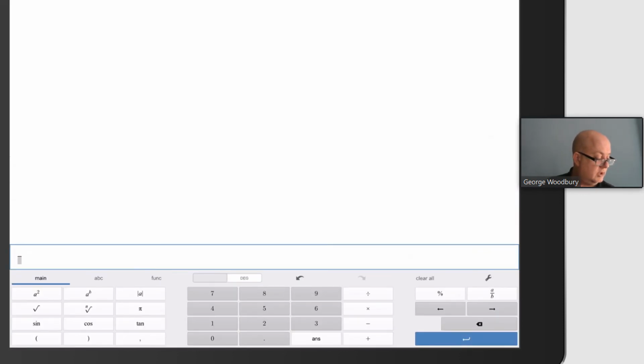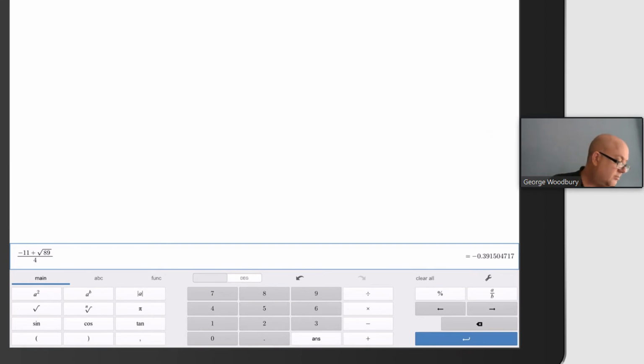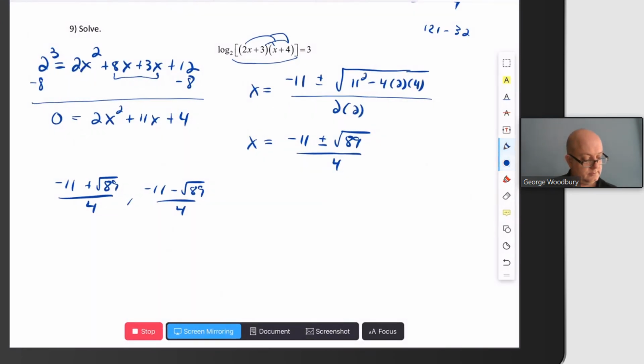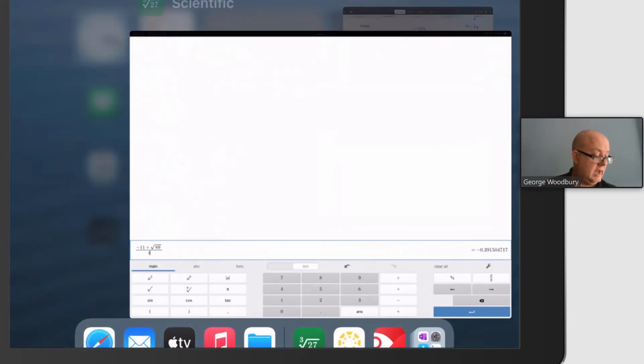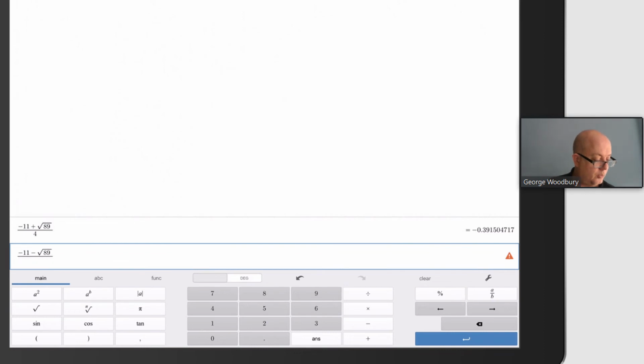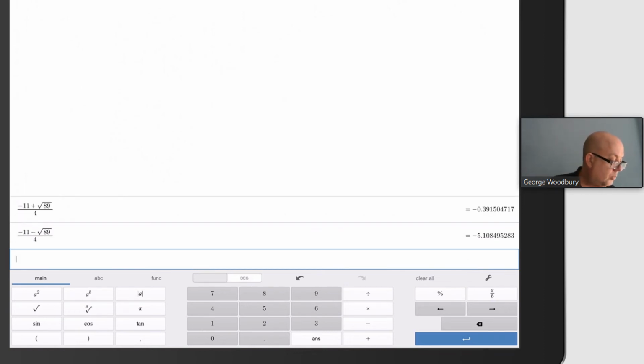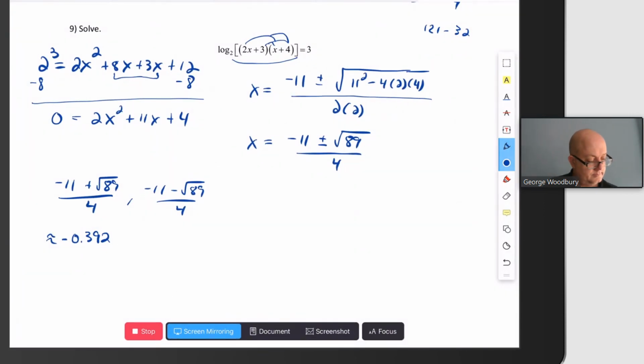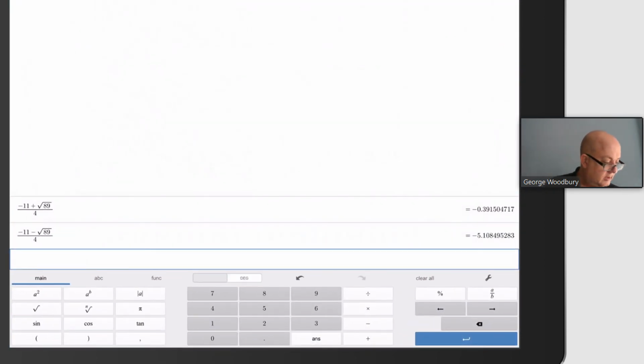We'll start with a fraction. Negative 11 plus square root 89 all over 4. That is negative 0.392. For the other one, negative 11 minus root 89 over 4. That is negative 5.108. Make sure I haven't transposed anything. We're good.